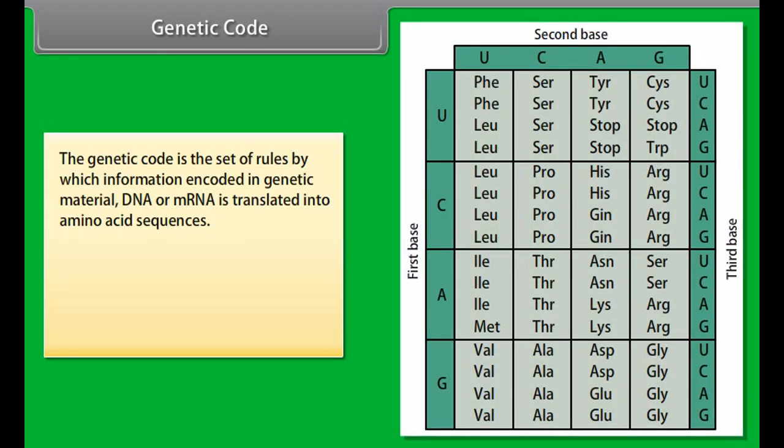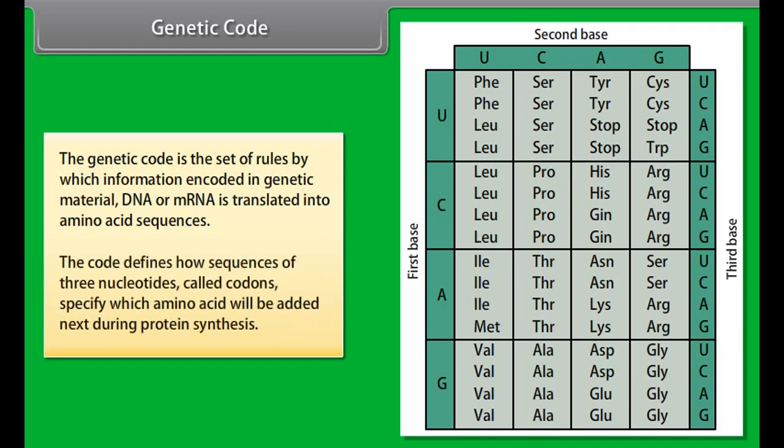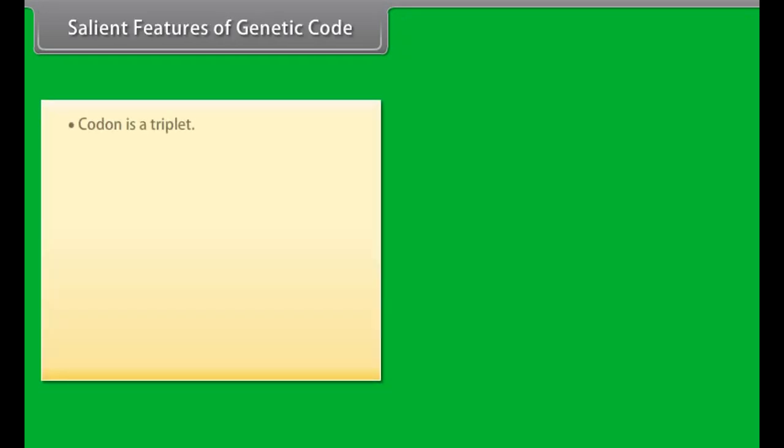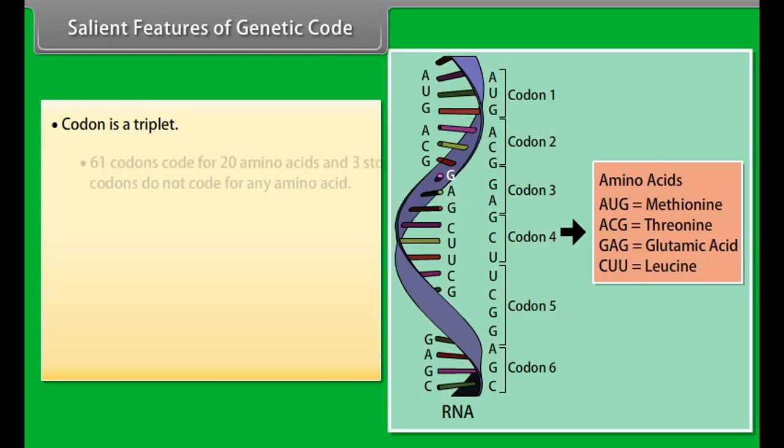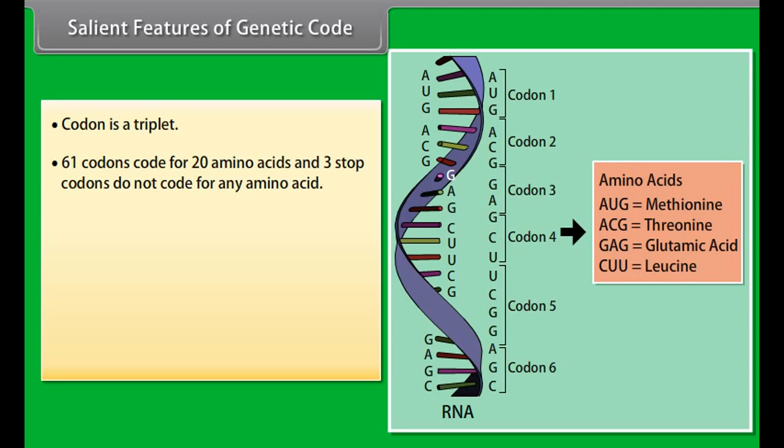Genetic code. The genetic code is the set of rules by which information encoded in genetic material, DNA or mRNA, is translated into amino acid sequences. The code defines how sequences of 3 nucleotides, called codons, specify which amino acid will be added next during protein synthesis. Salient features of genetic code. Codon is a triplet. 61 codons code for 20 amino acids and 3 stop codons do not code for any amino acid.